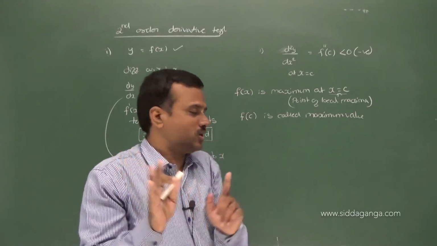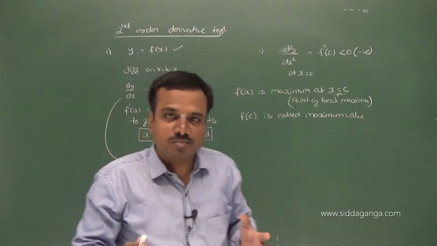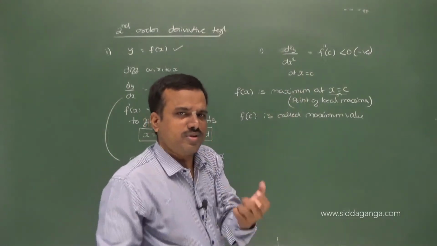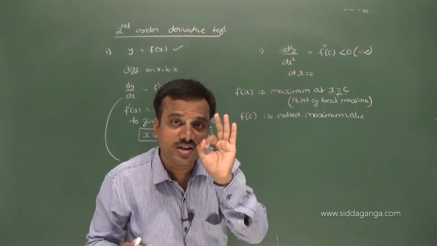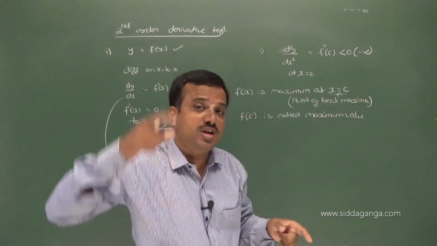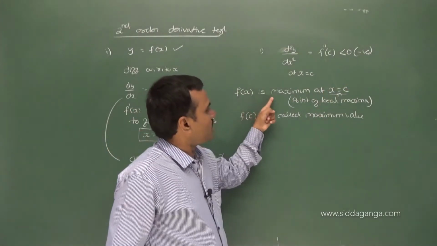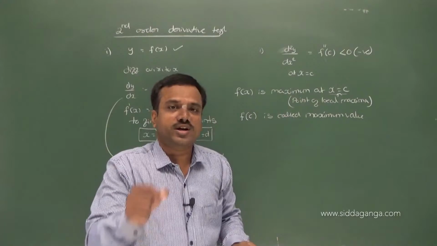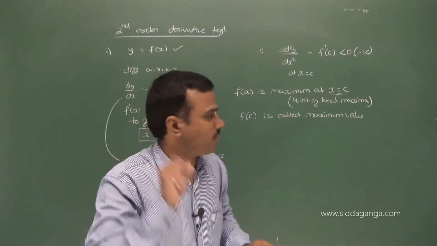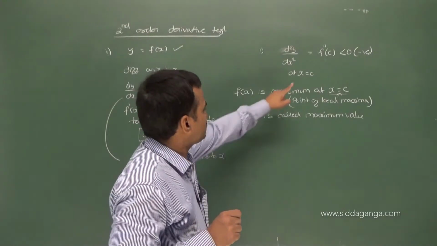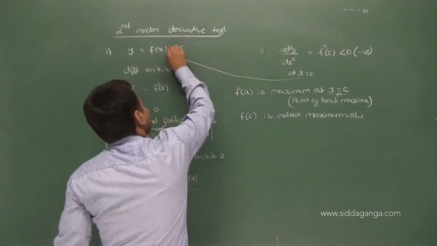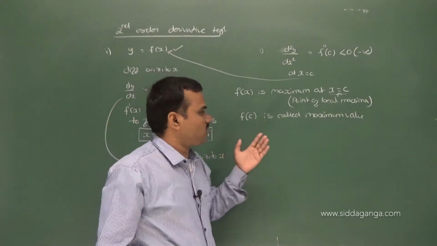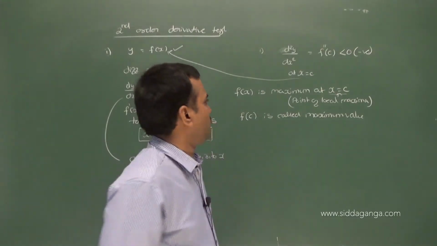I think you are clear. Firstly, we have to differentiate. We got the critical points. Then once again, we have to differentiate. Substitute the first critical point, meaning any one of the critical points. If it is negative, meaning less than 0, f of x is maximum at x is equal to c. Then that point we call it as point of local maxima. Maximum value we want, substitute x is equal to c in the function. What we got, the range, that range is called maximum value.